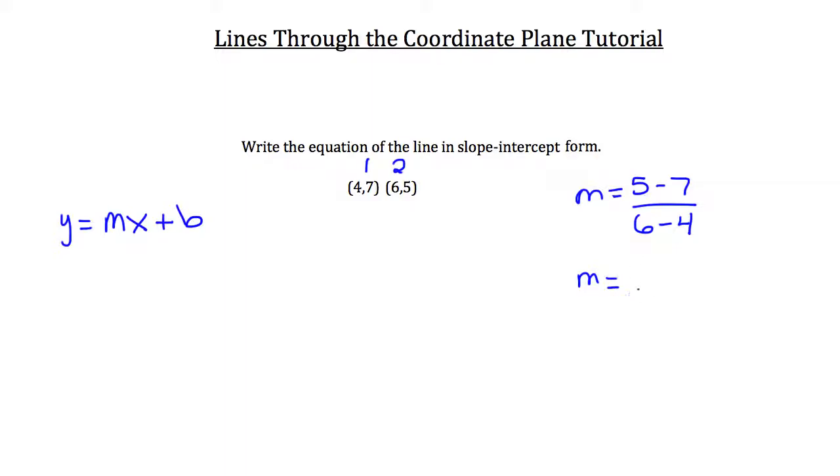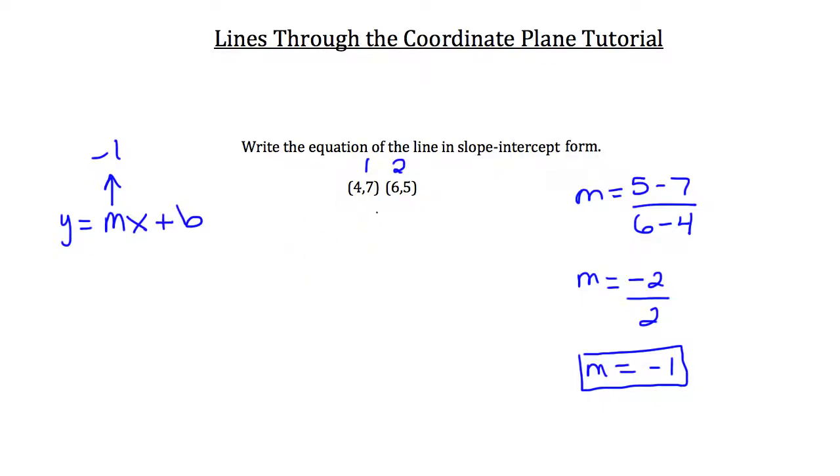5 minus 7 is a negative 2, and 6 minus 4 is a positive 2. So that fraction simplified is negative 1. So the slope of this line, I can already tell you, is negative 1. That would go right here in m. And we can solve for the y-intercept.